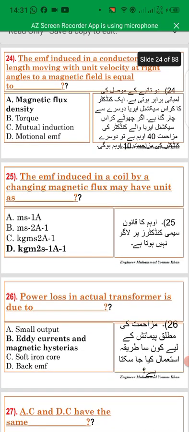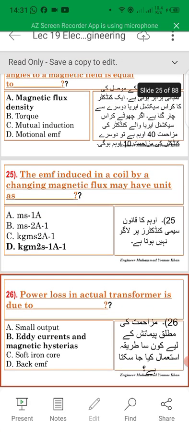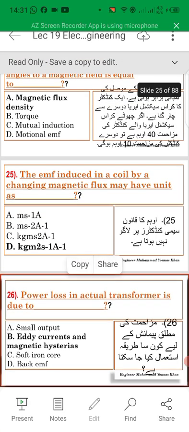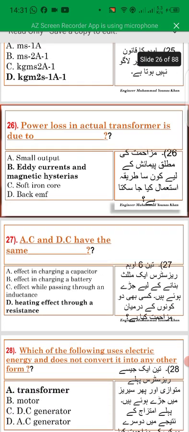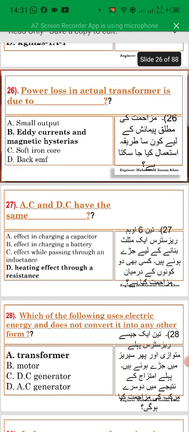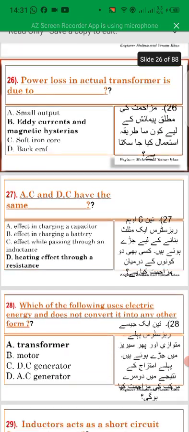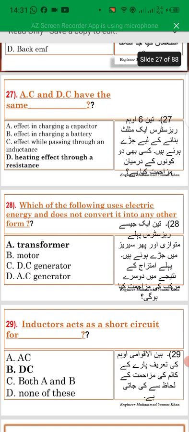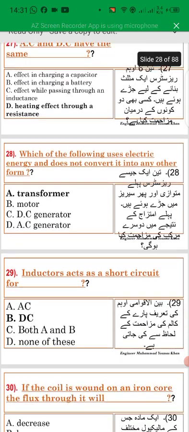The EMF induced in a coil by a changing magnetic field may have a unit kilogram meter squared per second squared by ampere. The power loss in an actual transformer is due to eddy currents and magnetic hysteresis. AC and DC have the same heating effect through a resistance.